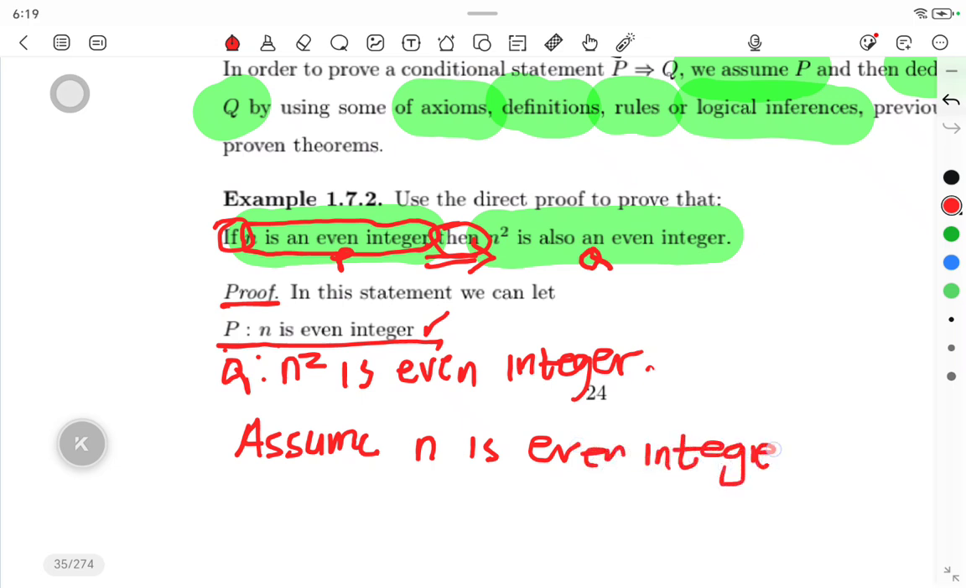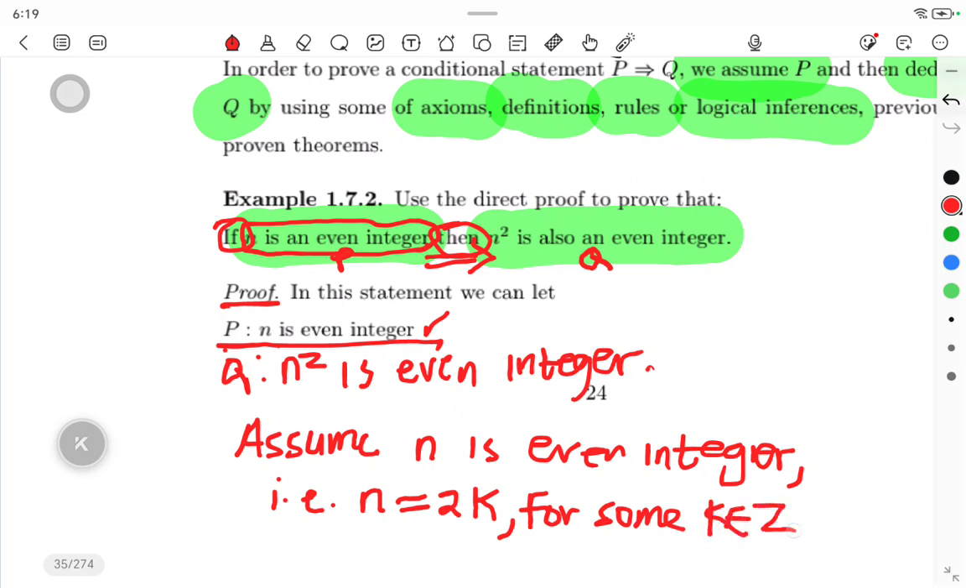After assuming n is an even integer, you need to show what you mean by even integer. You must write that when I say n is an even integer, I'm saying that n is equal to 2k. But what is k? That's why we write "for some k element of an integer." So it's like I'm defining this.